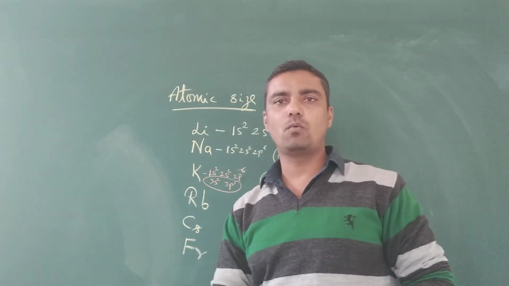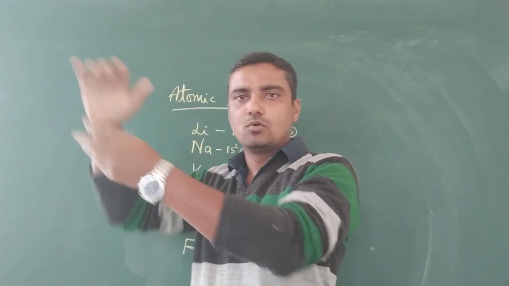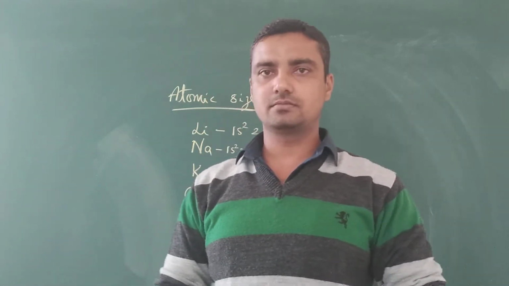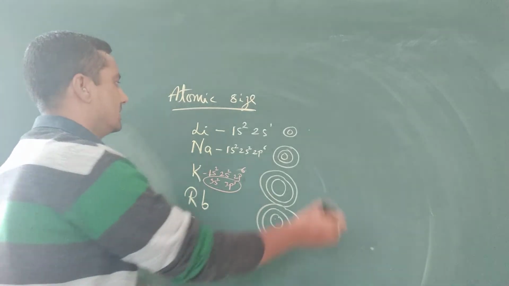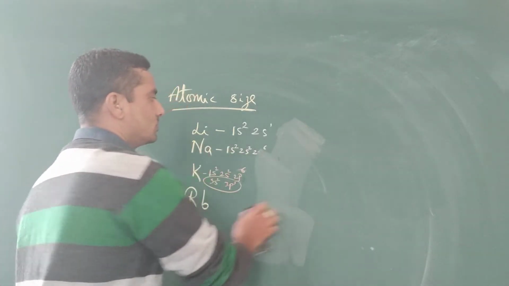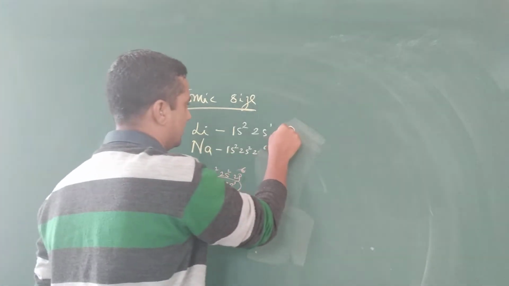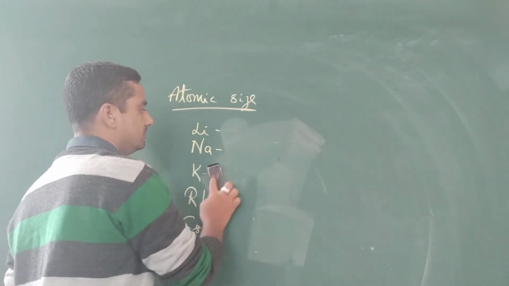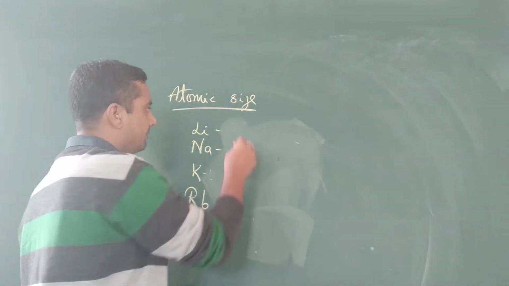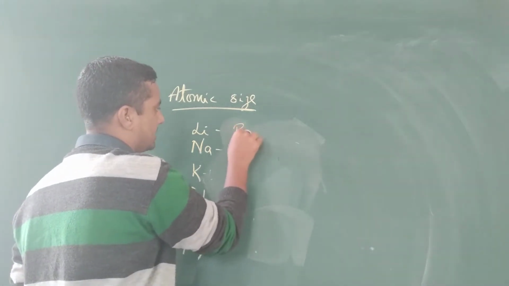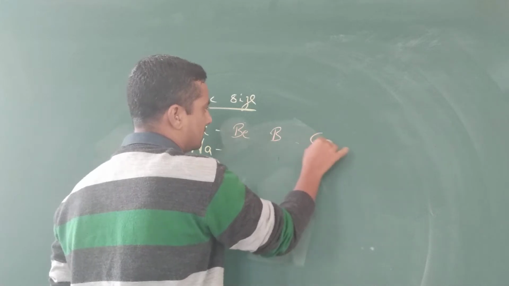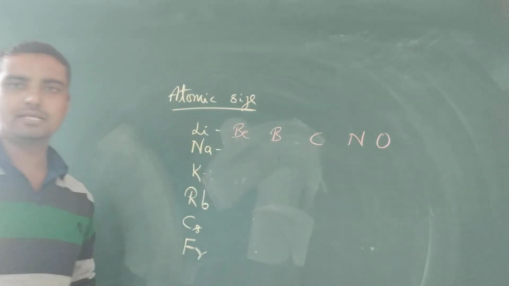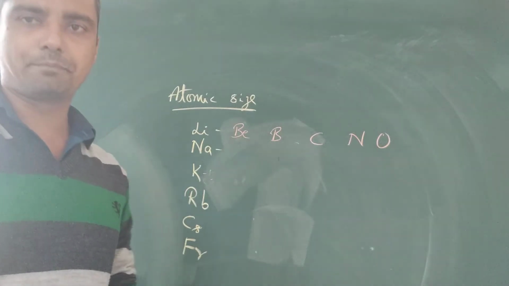Now we will study what happens across the period. Whether the atomic size increases or decreases. If we go from lithium to beryllium, in the same period we have beryllium, boron, carbon, nitrogen, oxygen. They are in the same period, the second period.